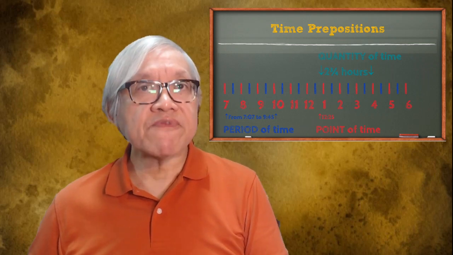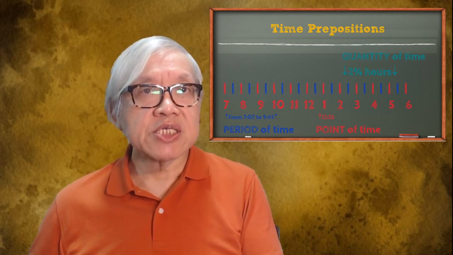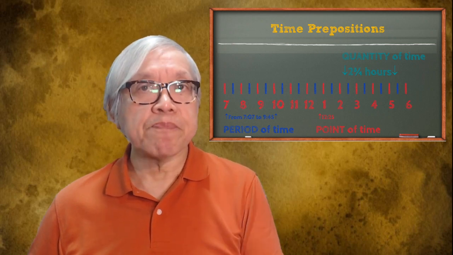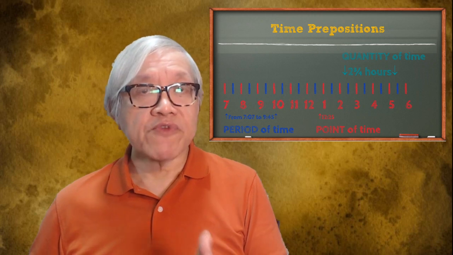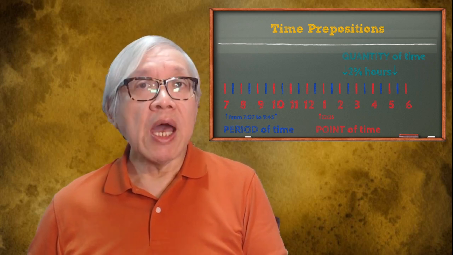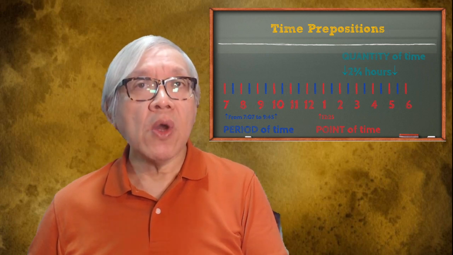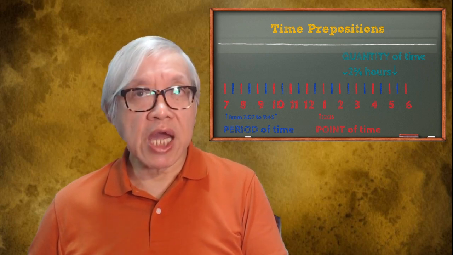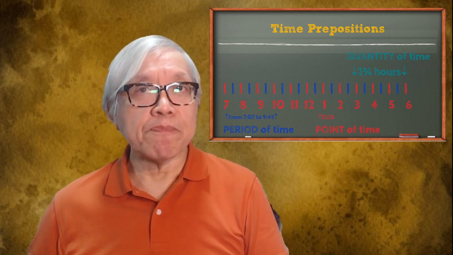Next, you have a period of time like 7:07 to 9:45. So that's a specific block of time. And then we have what's called a point of time. In this case, 12:25. So you see the red point of time is 12:25. So the first thing you need to know is the 3 ways we measure time: quantity of time, period of time, and a point of time.